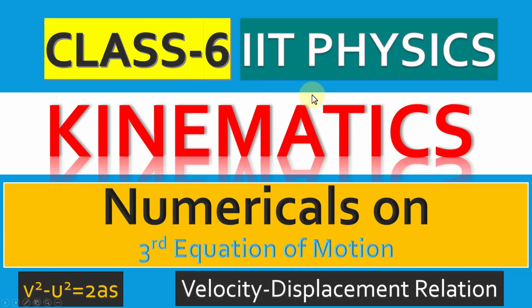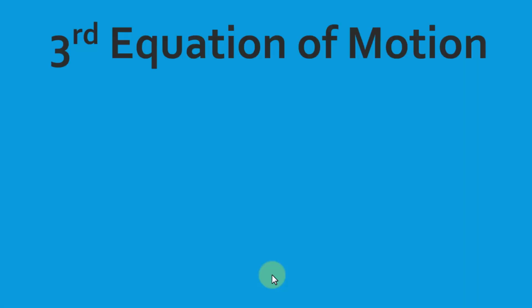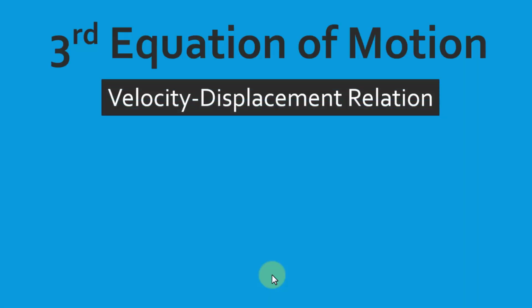Clear children? So today's class is numericals on third equation of motion. We already derived the third equation of motion in the previous class. What is the third equation of motion known as? Velocity, displacement, relation. Third equation of motion brings the relation between velocity and displacement. Okay children, so let's start today's class.